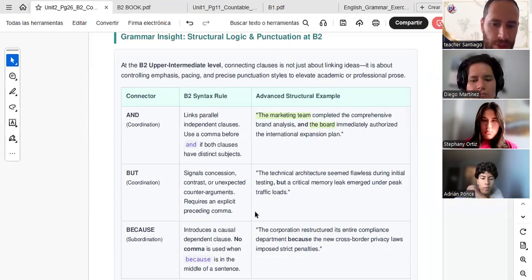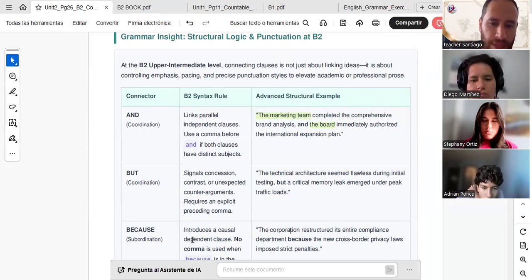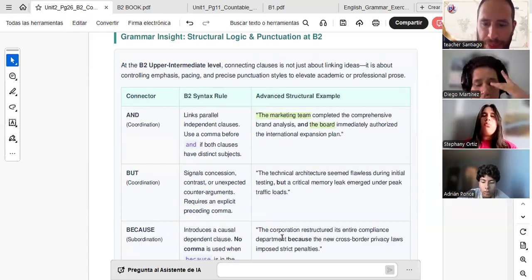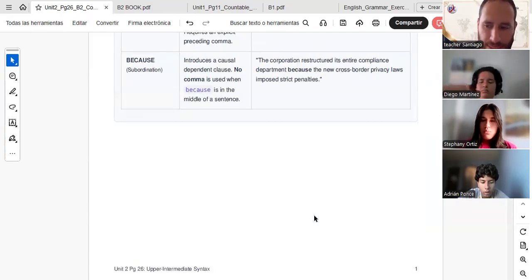And finally, because introduces a causal independent clause. No comma is used when because is in the middle of a sentence. The corporation restructured its entire compliance department because the new cross-border privacy laws impose strictest penalties.